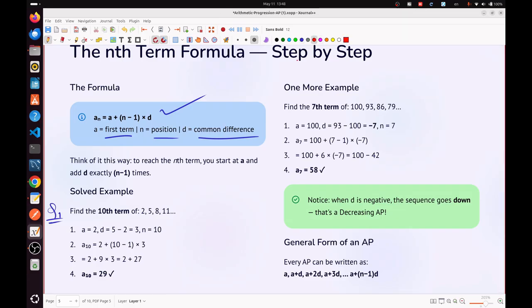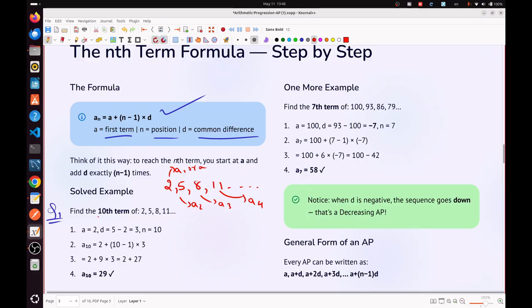The series is given here. What is the series? 2, 5, 8, 11 and so on. So this is A1 or A, this is A2, this is A3 and this is A4 and so on. Here they have asked to find the 10th term. This is the first term, second term, third term, like that. The 10th term, what is that?